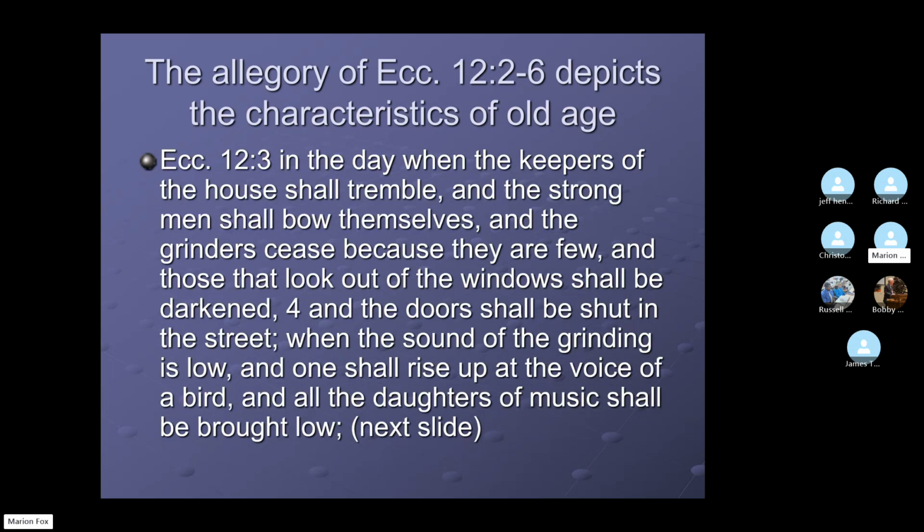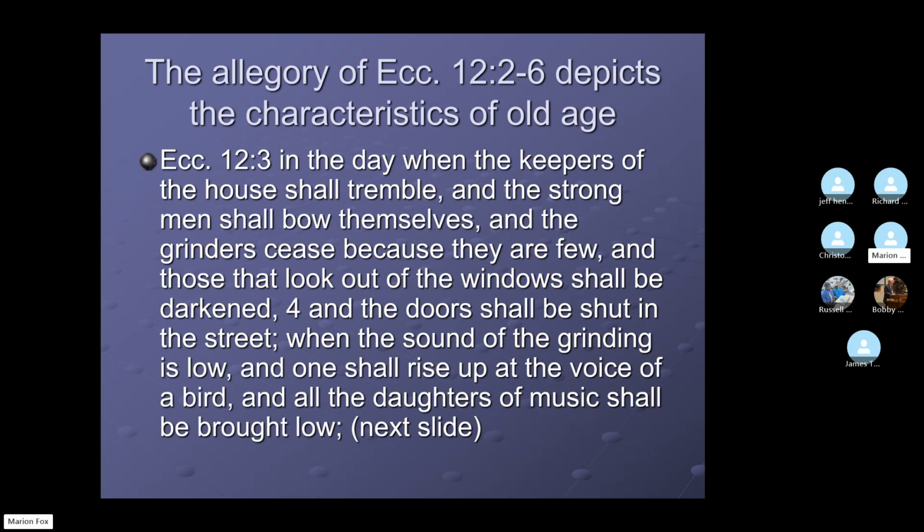In the day when the keepers of the house shall tremble, your hands begin to tremble. And the strong men shall bow themselves down. You begin to bow over a little bit, and the grinders cease because they are few, and those that look out of the windows shall be darkened. Get back to your vision. And the doors shall be shut in the street when the sound of the grinding is low. So you can't hear very well. Your hearing begins to deteriorate.